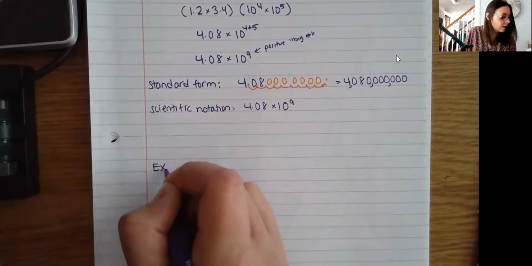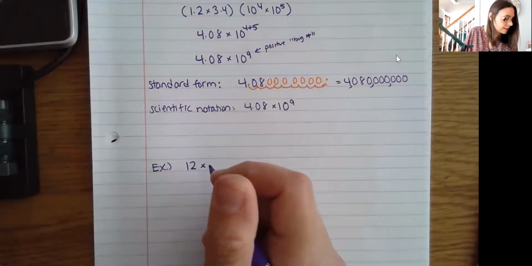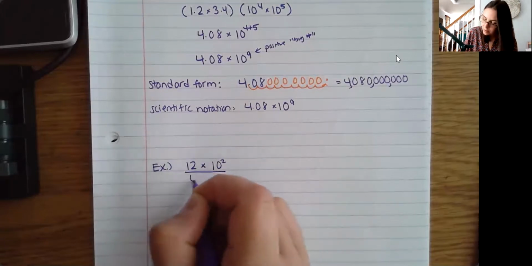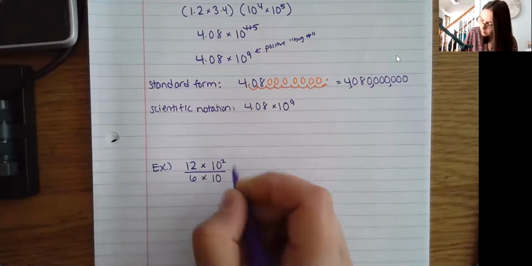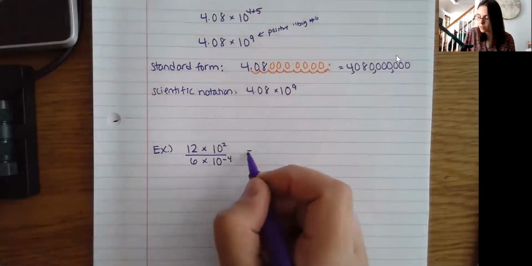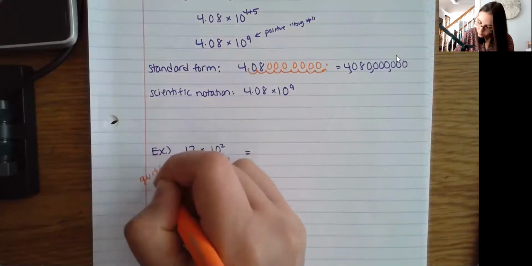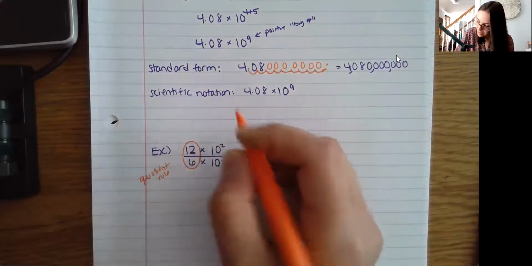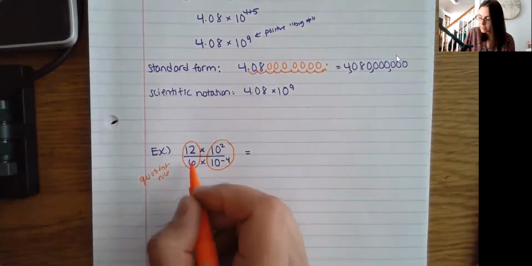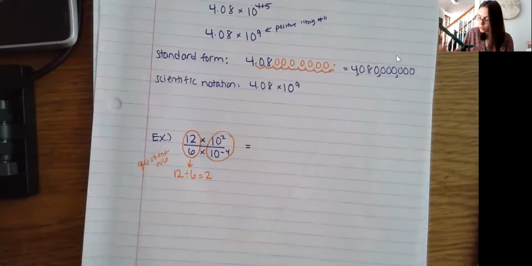Now we can also do it with division. So let's say I have something like 12 times, let's do 10 to the 2nd power, and then 6 times 10 to the -4. So here we're using the quotient rule. So the numbers we're just going to divide, and then here we're going to use our subtracting. So 12 divided by 6 is just 2, right? So this is just 12 divided by 6. So we get 2.